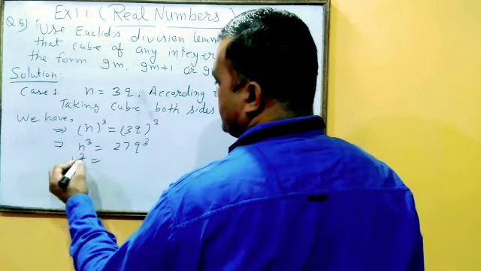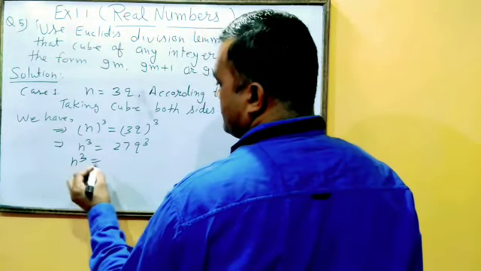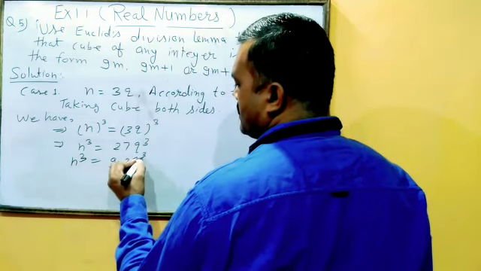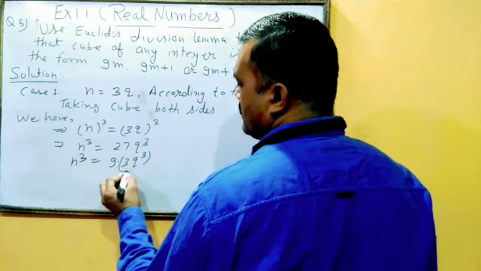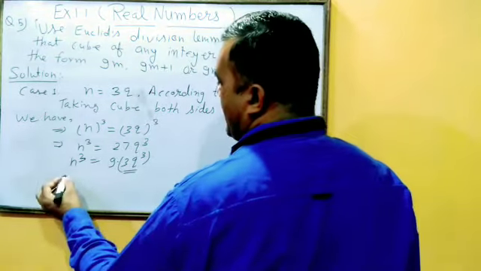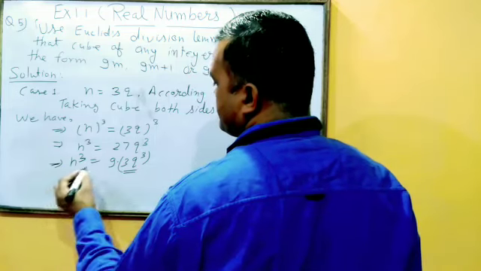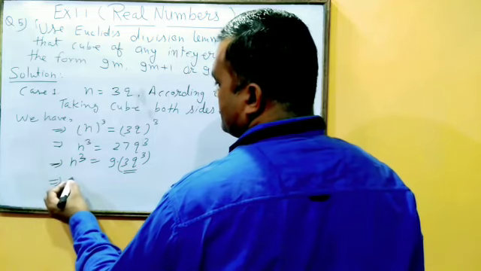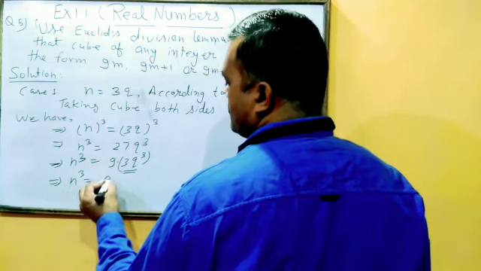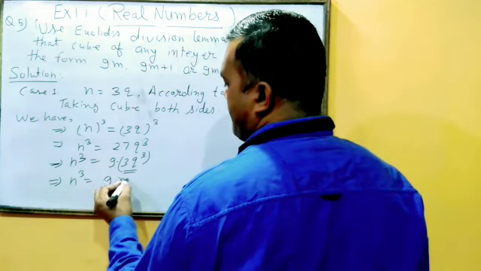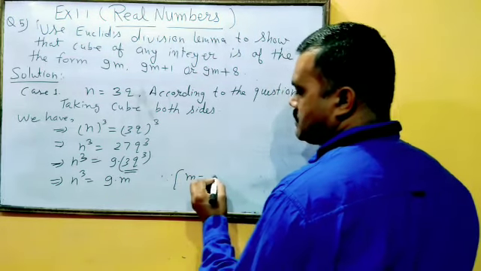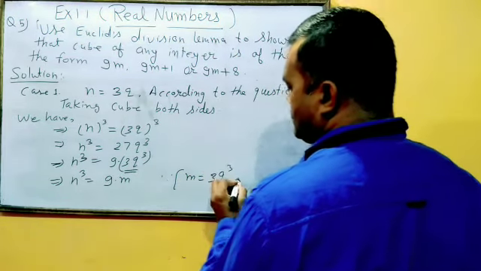Therefore we will write 9 into 3q cube. Now this number will be written as another integer m. n cube is equal to 9 into m. Here m is equal to 3q cube, some integer.